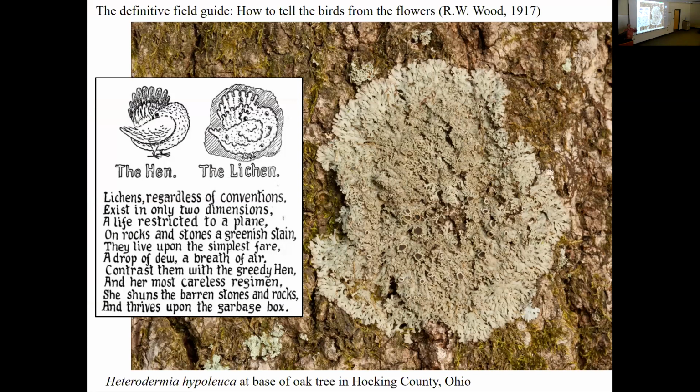So lichens. Here's a little limerick about lichens. There's this woodcut book called How to Tell the Birds from the Flowers, and this artist drew whimsical resemblances of flowers and birds, and also had this one about lichens. And lichens, regardless of conventions, exist in only two dimensions. A life restricted to a plane, on rocks and stones, a greenish stain. They live upon the simplest fare, a drop of dew, a breath of air. Contrast them with the greedy hen and her most careless regimen. She shuns the barren stones and rocks and thrives upon the garbage box.